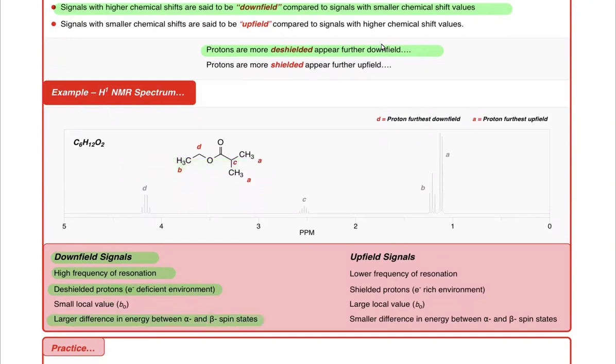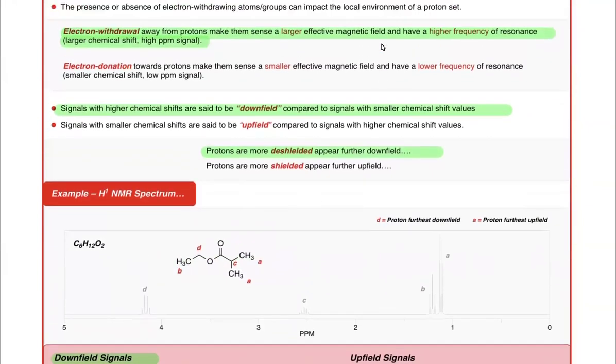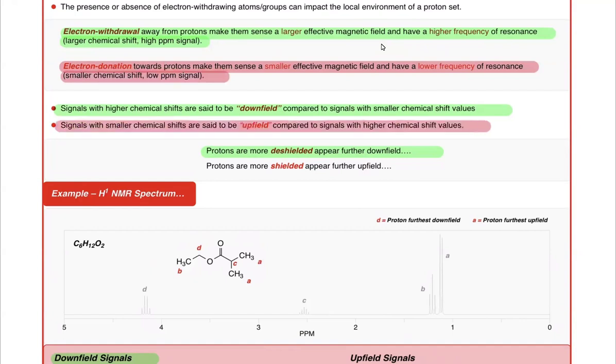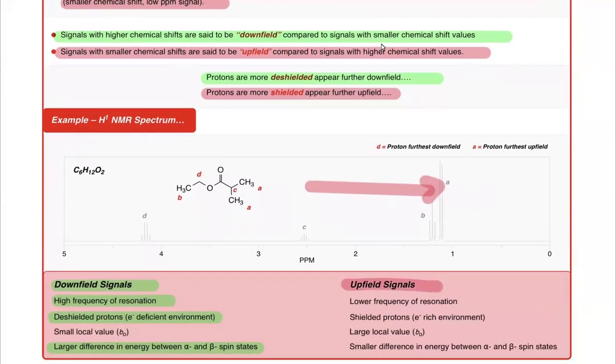Okay. Now, compared with that, let's say that there's some electron donation directly towards a proton set, or it's just existing in an alkyl dense environment. Those protons are going to be said to be more shielded. When protons are more shielded, they're said to be shifting more upfield, and that would be representative of signals appearing further to the right in the spectrum. If signals are appearing further to the right, they're said to be more upfield. They have a lower frequency of resonation. They're shielded by the local environment, which is present. There's a lot of local electron density, and then there's a small difference between the alpha beta spin state energies.